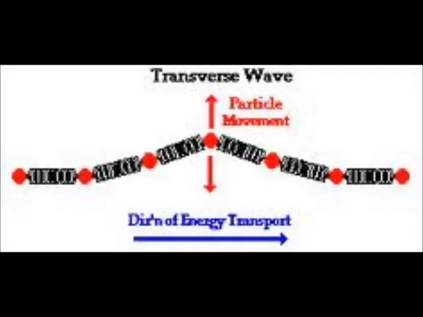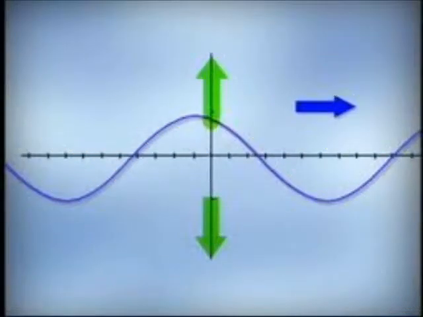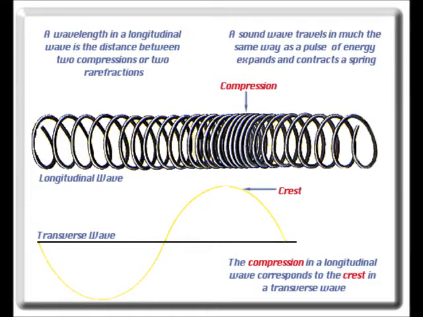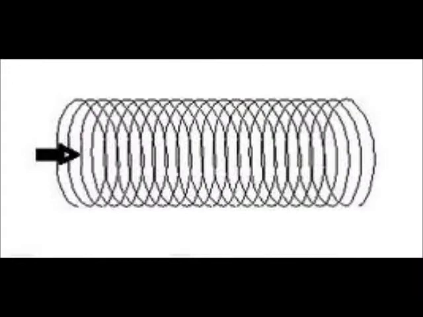There are two types of waves. One of them is the transverse wave. In a transverse wave, matter in the medium moves up and down perpendicular to the direction that the wave travels. The second type of wave is a compression wave. In a compression wave, matter in the medium moves back and forth along the same direction that the wave travels. Light waves are transverse waves, and sound waves are compression waves.